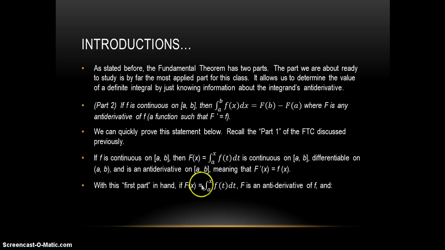So with this first part in hand, and knowing that capital F of x is defined as the integral from a to x of f of t dt, all we need to do is plug in b and a, and we get the integral from a to b of f of t dt minus the integral from a to a of f of t dt. And if you remember from one of our definite integral rules, the integral from a to a of f of t dt is just 0. So we're left with the statement that capital F of b minus capital F of a equals the integral from a to b of f of t dt.